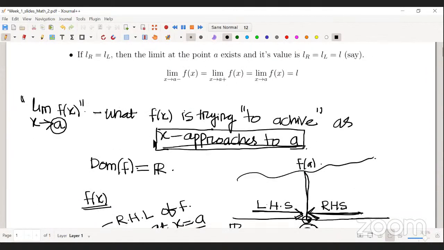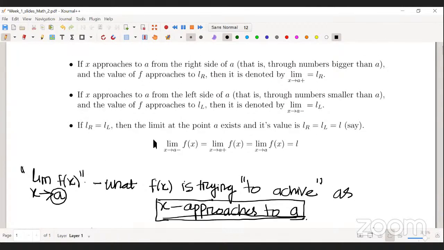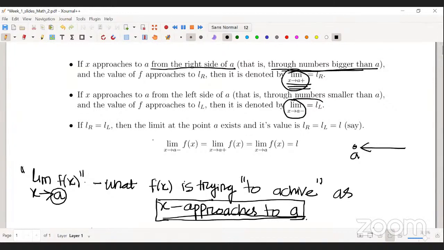So this is what I have written. This is x approaches A from the right hand side. As I said, when you are coming to A through the right hand side of A, you are actually coming through numbers which are bigger than A. This symbol denotes the right hand limit, and this symbol denotes the left hand limit. If they are equal, then we say the limit of the function at A exists.